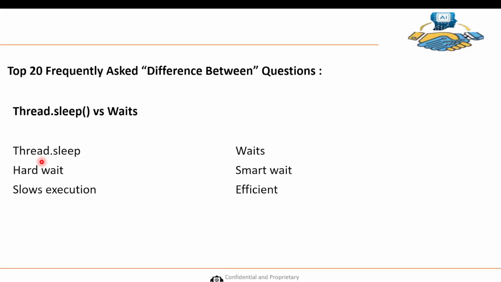Then next is the difference between Thread.sleep versus waits. Thread.sleep is a hard wait, and it slows down the execution. So in our framework, we recommend we should not use Thread.sleep. We'll use the smart wait, which is efficient.